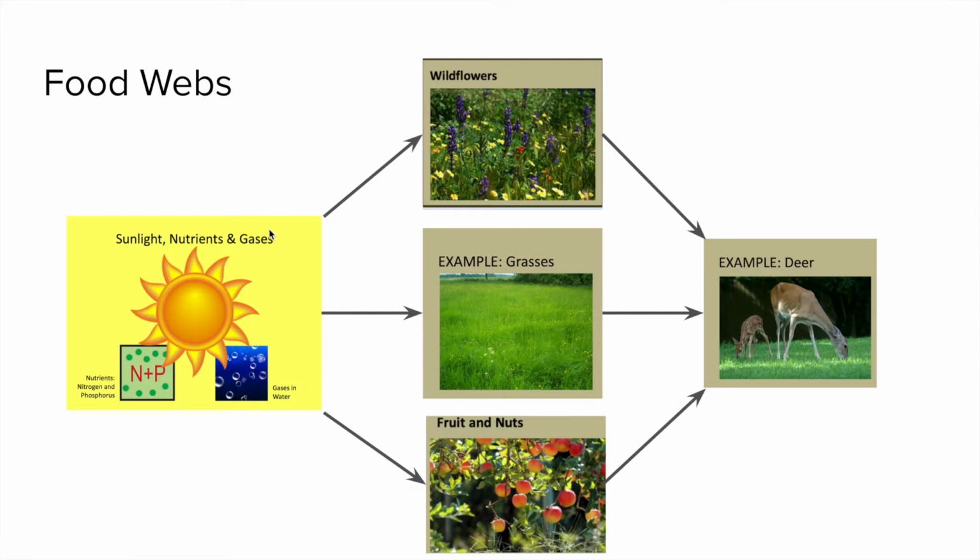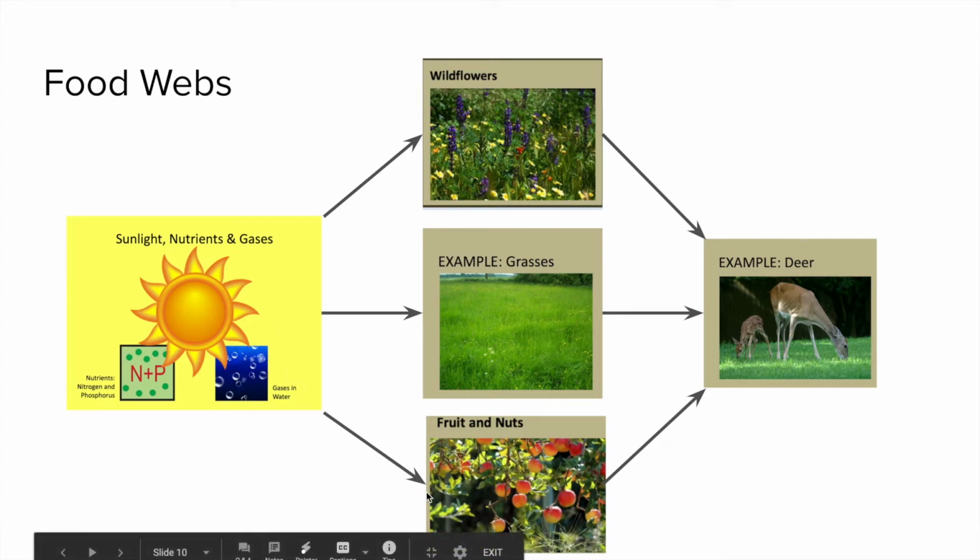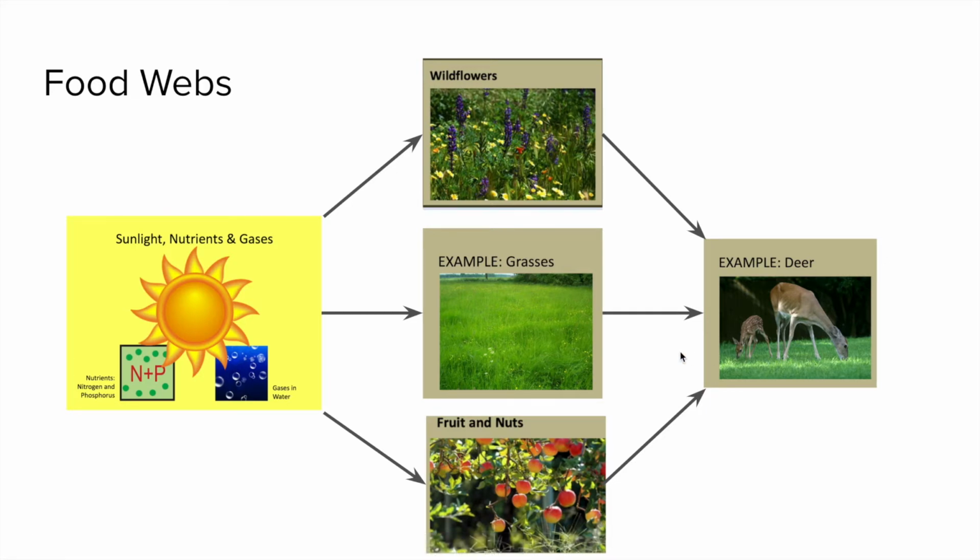So the energy flows from the sun into the wildflowers, and then when the deer eat the wildflowers, the energy flows from the wildflower into the deer. So that spoon is scooping into the deer's mouth. Same with the fruits and nuts. The energy is flowing from the sun to the fruits and nuts, and that same energy is being transferred to the deer. So that's the direction these arrows are pointing.